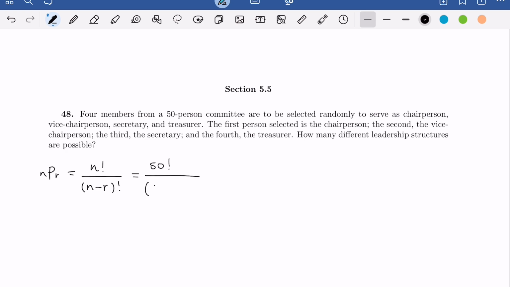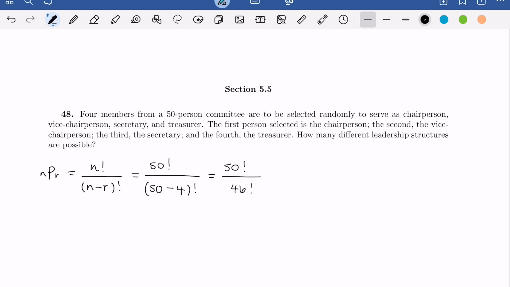Then we're going to have 50. And remember, we're picking four members to be the chairperson, vice chairperson, and so on. So this is going to be 4 for our R. Okay. So this is going to be the same thing as 50 factorial divided by 46 factorial.